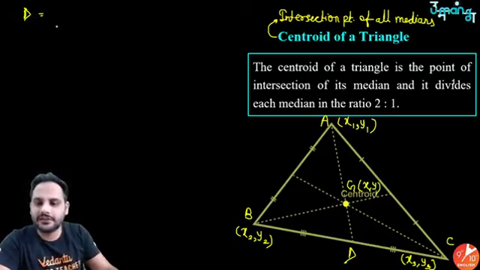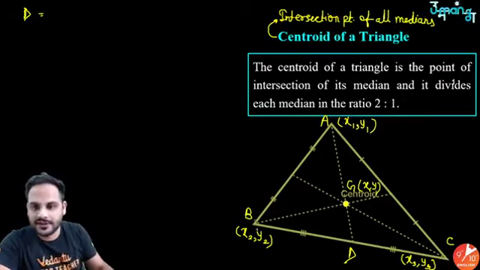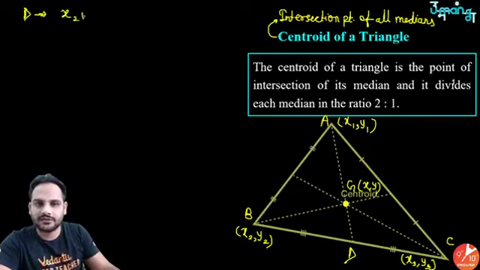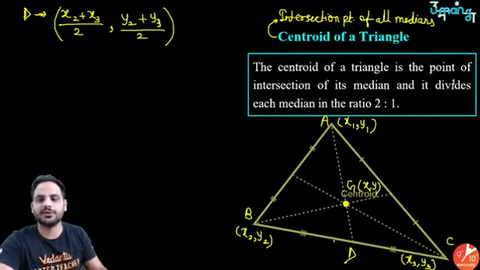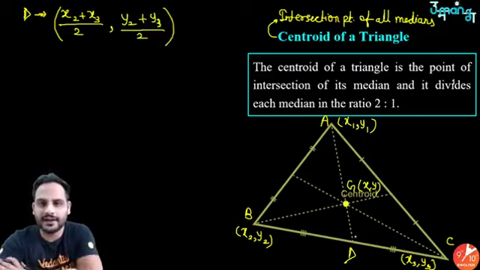So the coordinates of D will be equal to, देखो this line you can see BD, D is the midpoint, so x2 plus x3 divided by 2. So for D, the x coordinate of D will be x2 plus x3 divided by 2, and the y coordinate will be y2 plus y3 divided by 2, right? Midpoint formula I am using over here. So coordinates of D I have got.